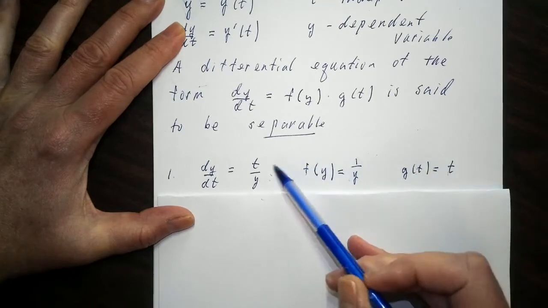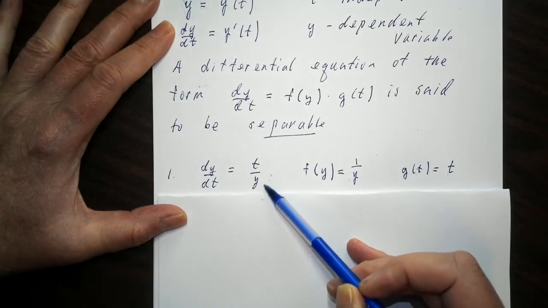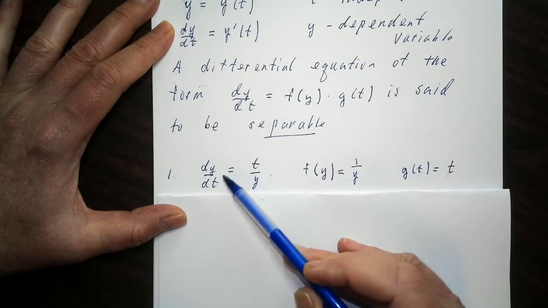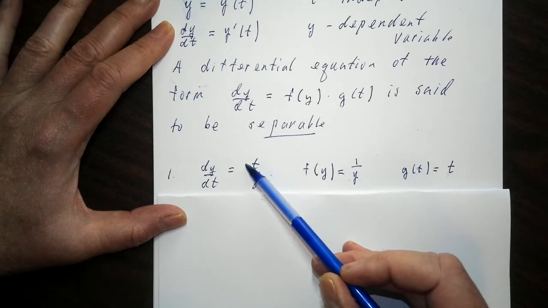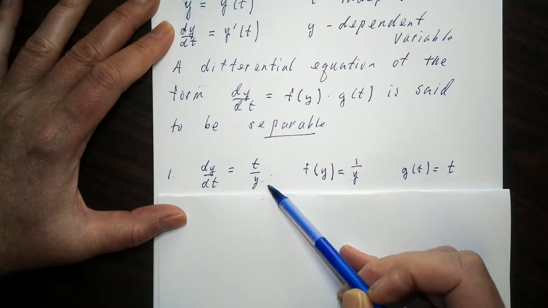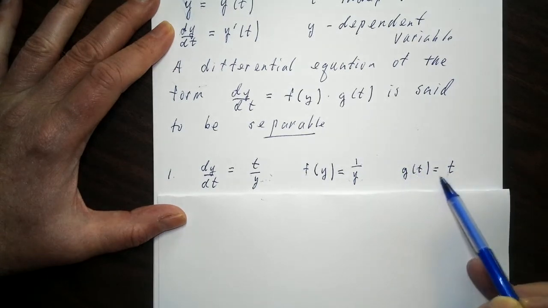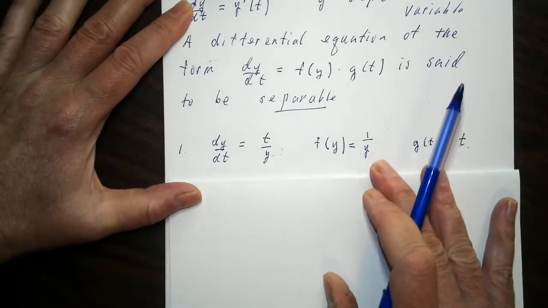dy dt equals t over y. So again, the y on the bottom could be written as y of t. We're just simply writing a y there. Now, can we write this as a function of y times a function of t? Sure. This is the same as 1 over y times t, so we could let our f of y be 1 over y and our g of t be t. So this is a separable differential equation.